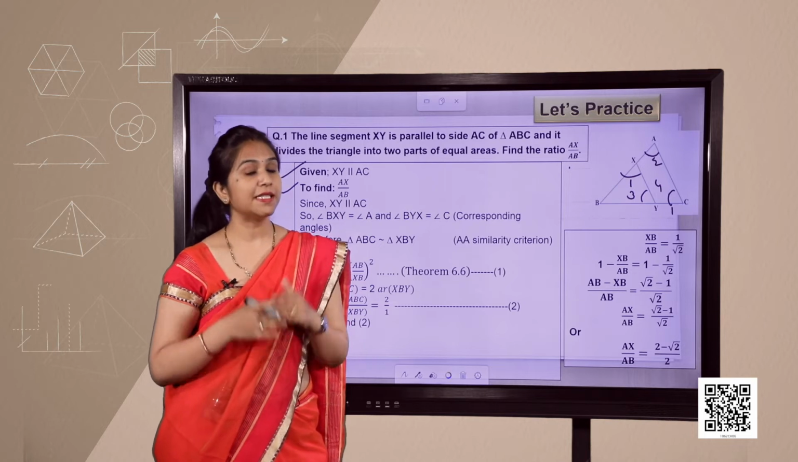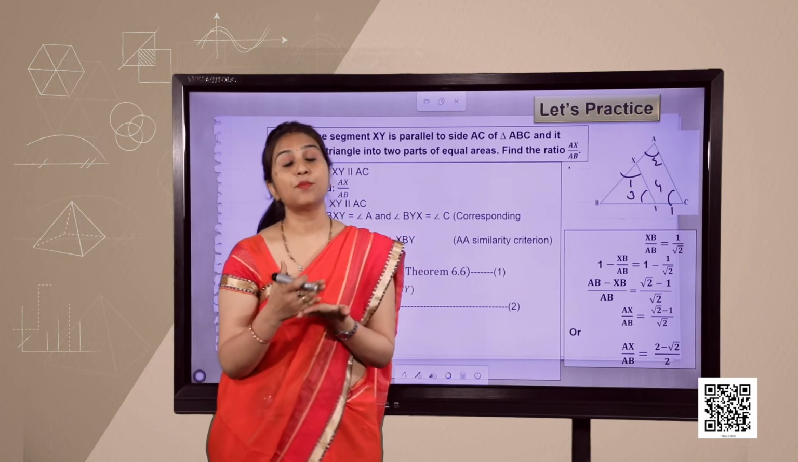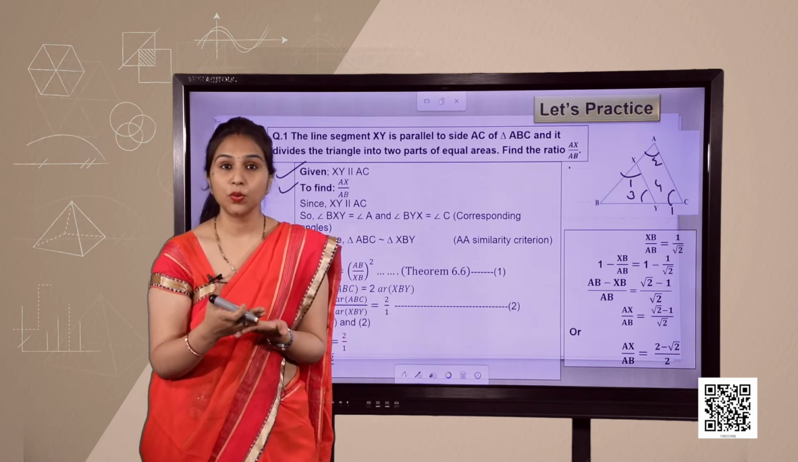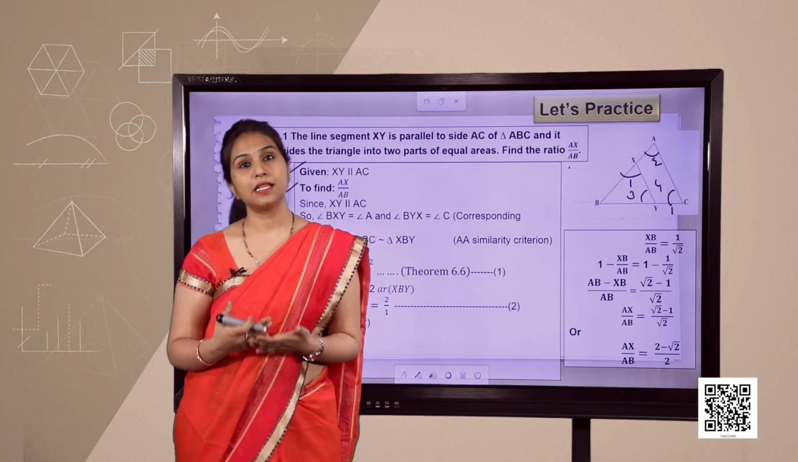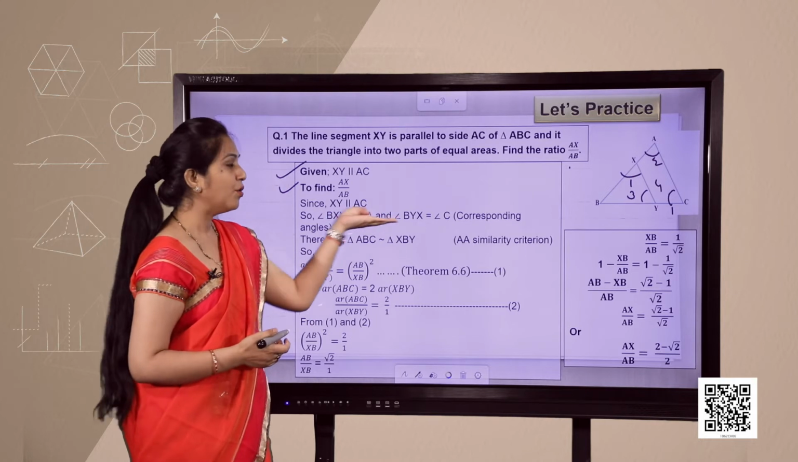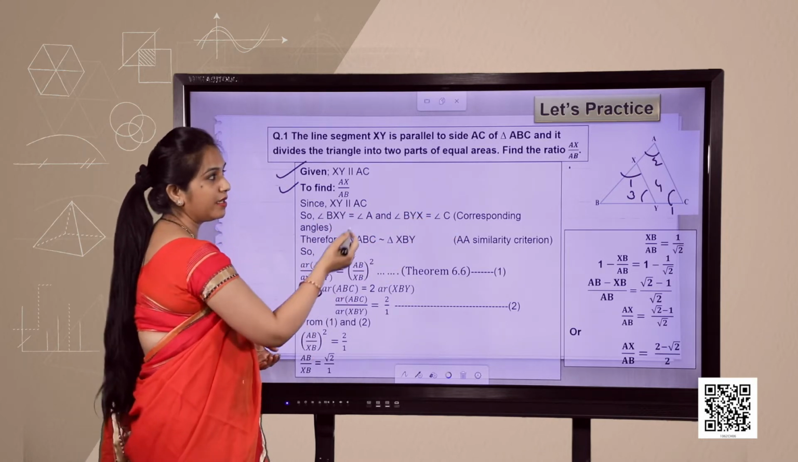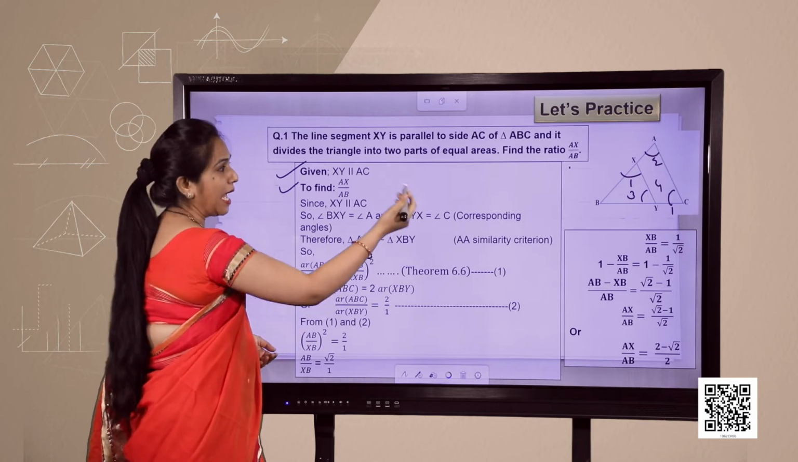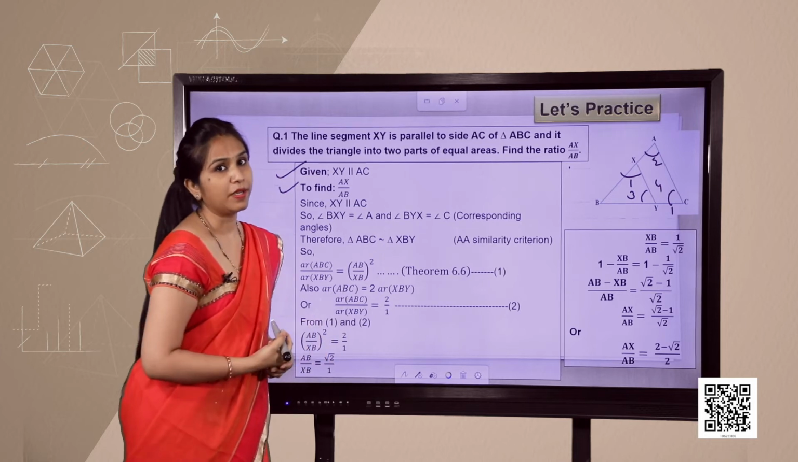Clearly, since the lines are parallel, angle 1 is corresponding to angle 2, so they are equal. Similarly, angle 3 and angle 4 are also equal as they are also corresponding angles, right. So, we have written the whole name of the angles here, that angle BXY is equal to angle A, that is your angle 1 and angle 2, and angle BYX is equal to angle C. The same reason, they are corresponding angles.